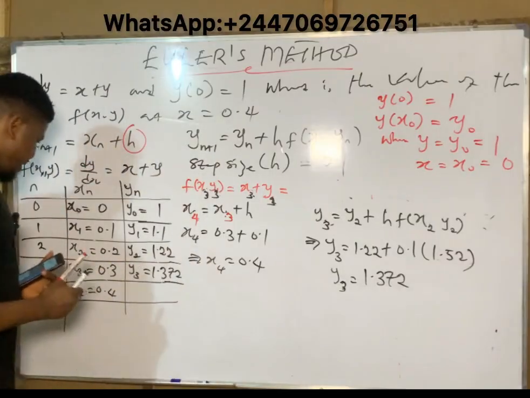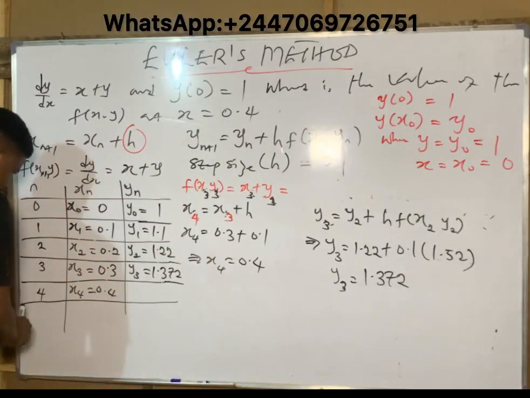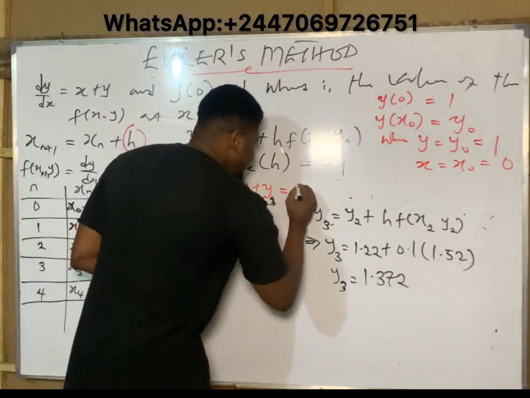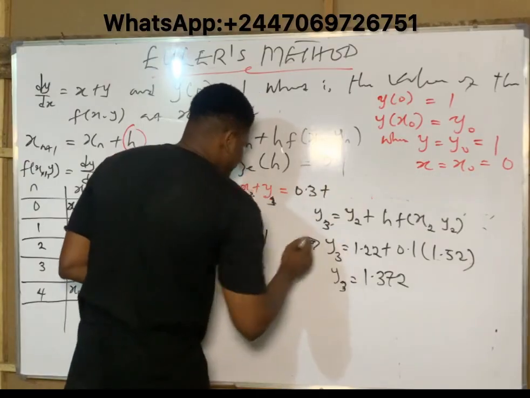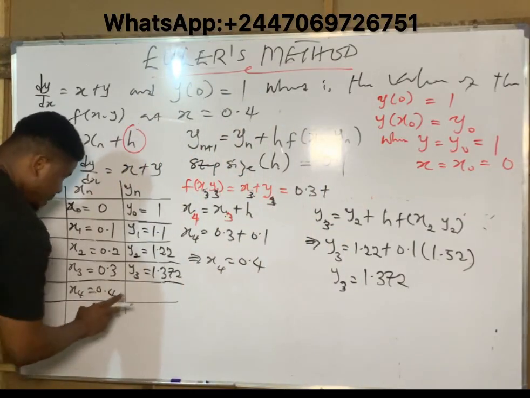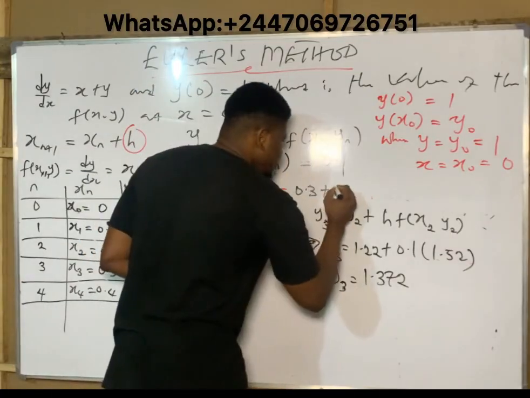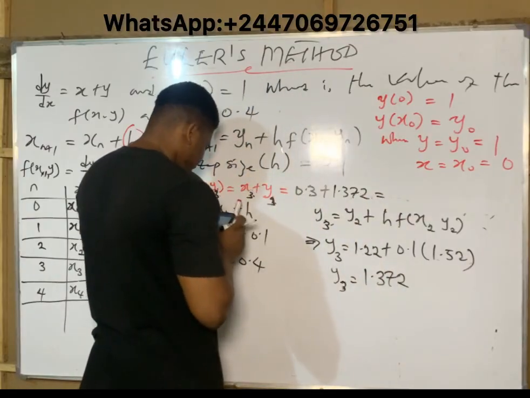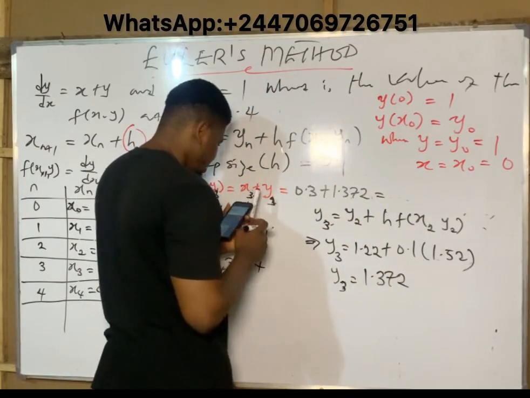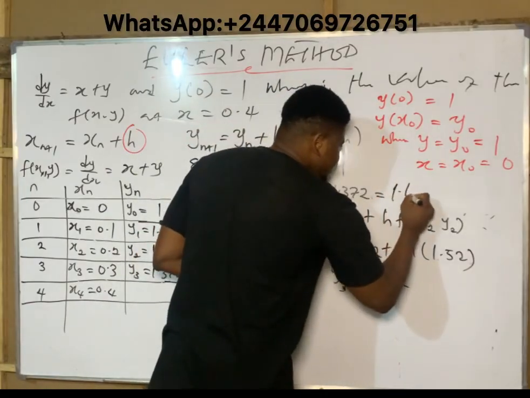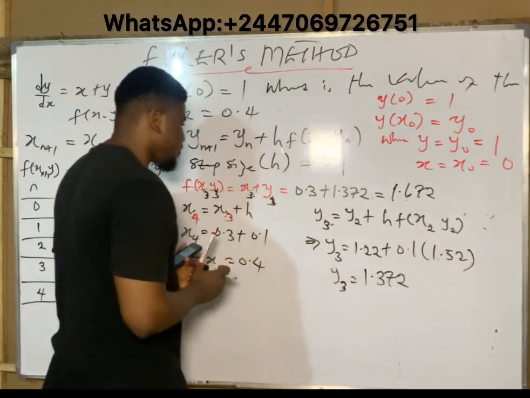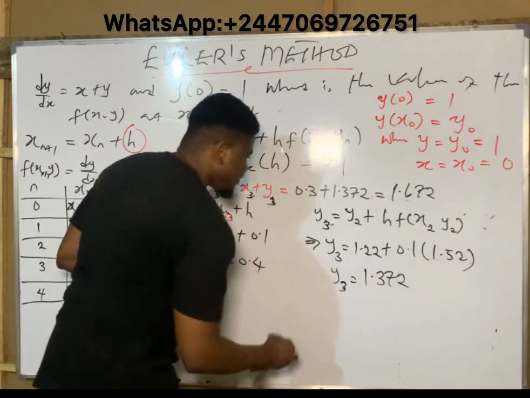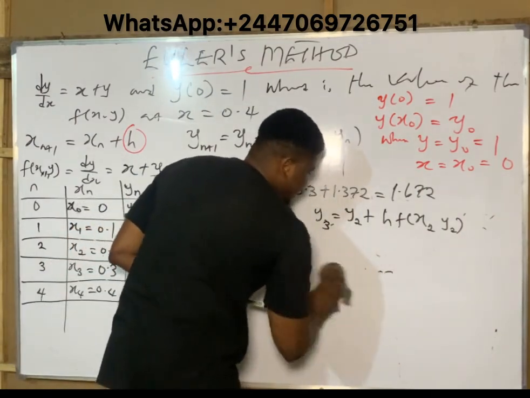Our x3 is 0.3. We simply have 0.3 plus our y3. Y3 gives us 1.372. So plus 1.372 gives us 1.672. So the value of the function at that point is 1.672. With this, we can now find the value of y4, which is the final value of y.